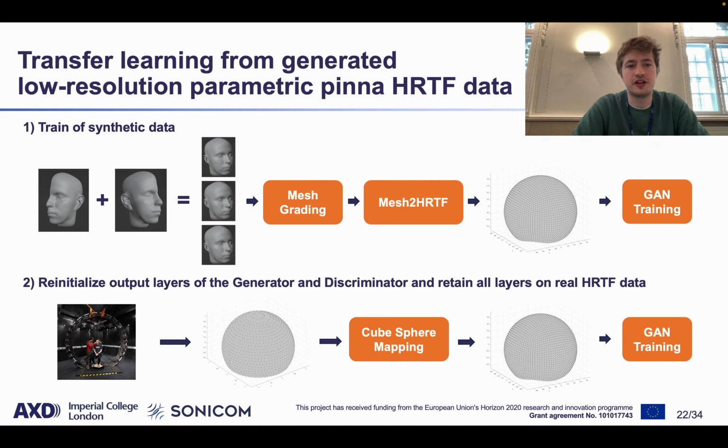So what does our workflow look like then? Well, you can see here we train with the synthetic data. So we first generate 1,000 meshes, we do mesh grading, we do meshed HRTF, we map that to a cube sphere, and then we train the GAN. And then we just reinitialize all the output layers of the generator and discriminator. We obviously don't change the weights or biases, and then we take our acoustically measured data, we map that to a cube sphere, and then we train the GAN again.